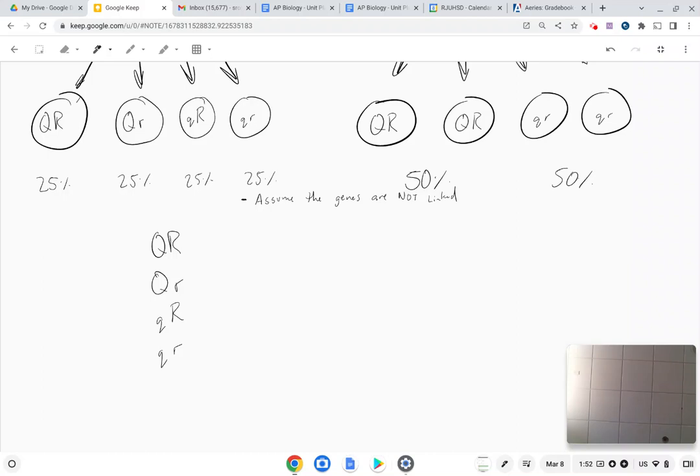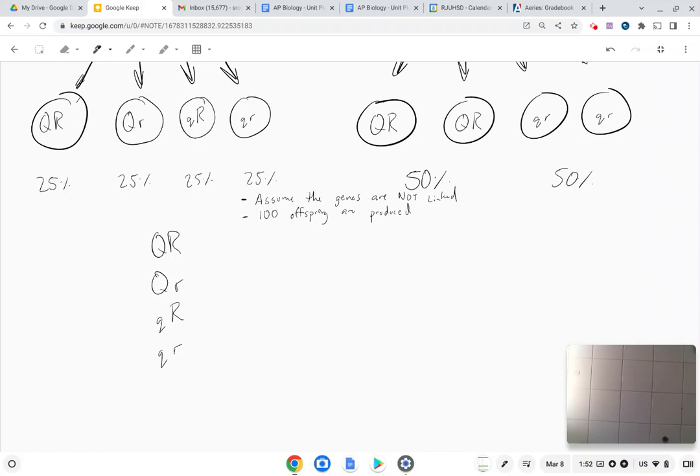The second is that, well, this is not an assumption. This is just a fact. 100 offspring are produced. So the question is, what distribution of, like, how many capital Q, capital R's would you expect if the genes are not linked and they are free to rearrange?